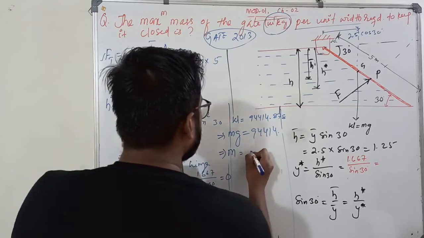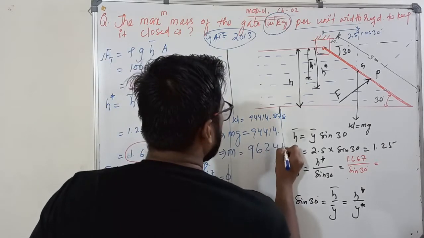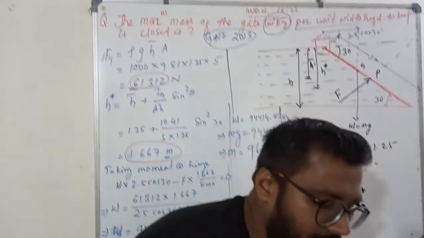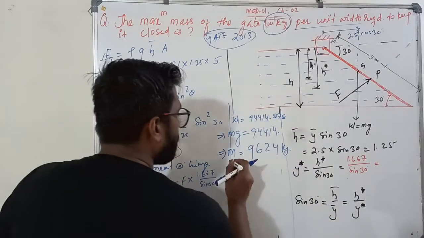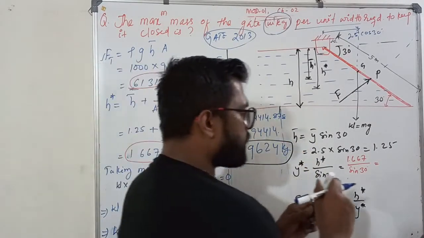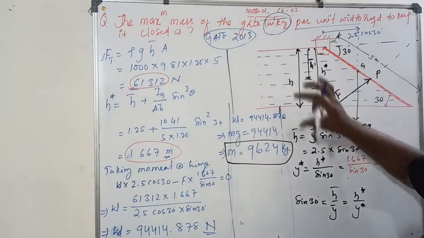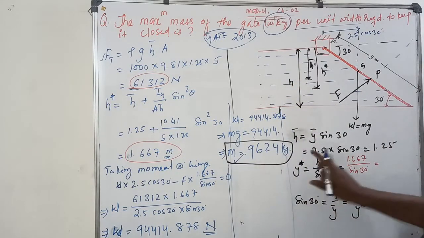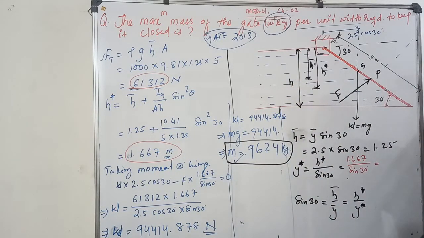So you will get 9624 kg. So what is the mass of the gate in order to support this much hydrostatic pressure? The mass of the gate should be 9624 kg. So accordingly, you have to use a suitable material, because the dimension is given.